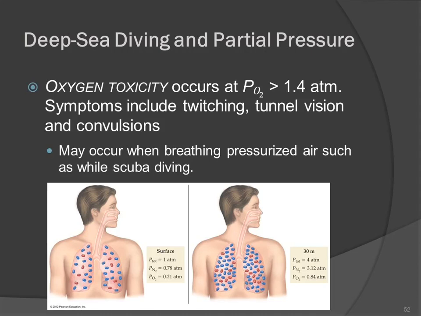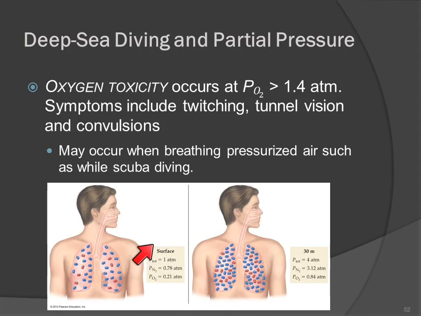So oxygen toxicity happens when the pressure gets above about 1.4 atmospheres. Symptoms of that include twitching, tunnel vision, where you lose your peripheral vision, you can only see in the middle, convulsions. So as you can imagine, that would not be a good thing to experience when you're far under the water, right? All of a sudden in trouble, you can't see, you're having convulsions, you're not going to be able to swim up to the surface or call for help. It's bad. So let's look at this illustration here.